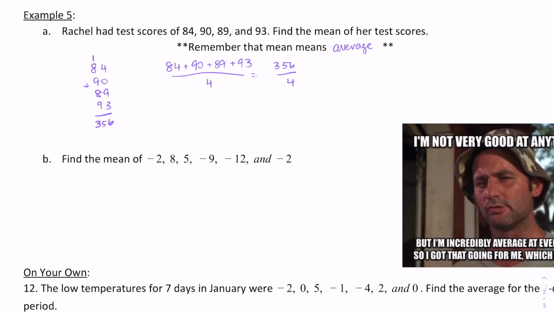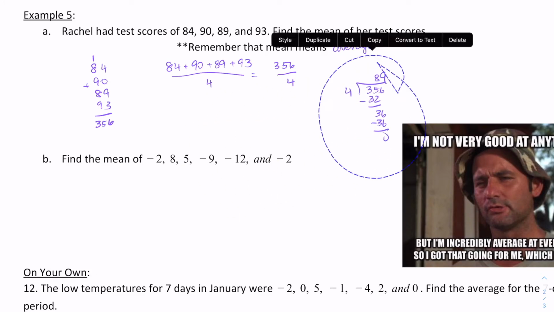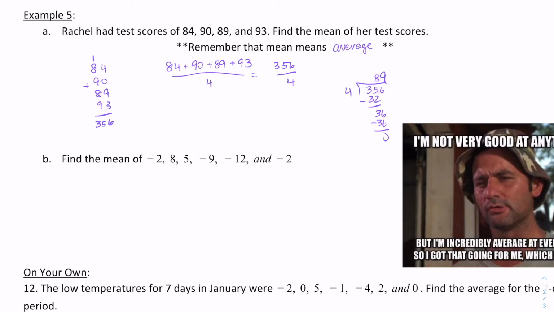Alright, so now let's do the division. Once you add them all up, you actually do the division. I believe it's 8 minus 32, over 30. Whoops. I don't know what that would be. 36. You get 9. Subtract 36, you get 0. So therefore, the average of Rachel's test scores is 89.